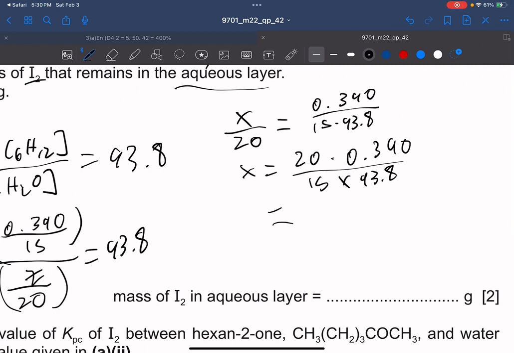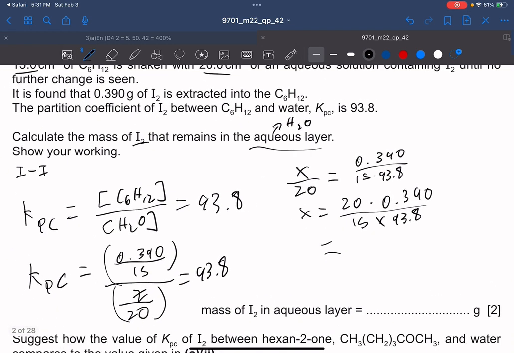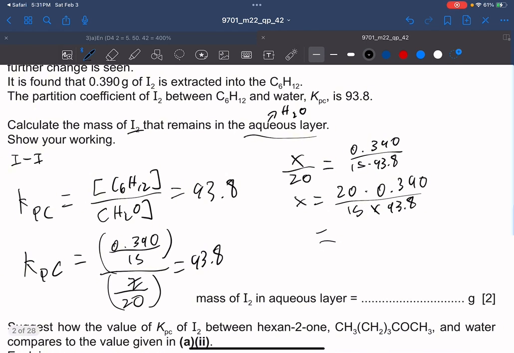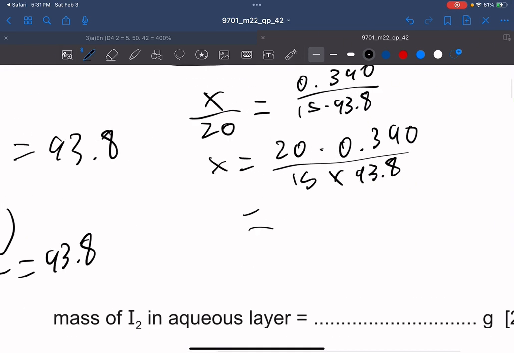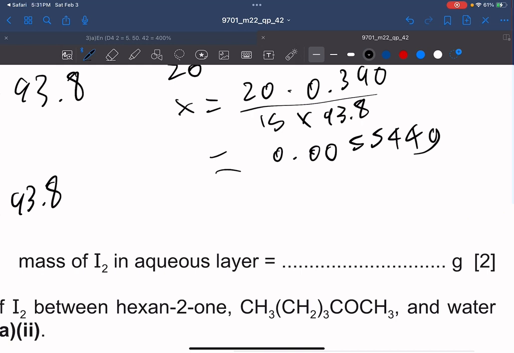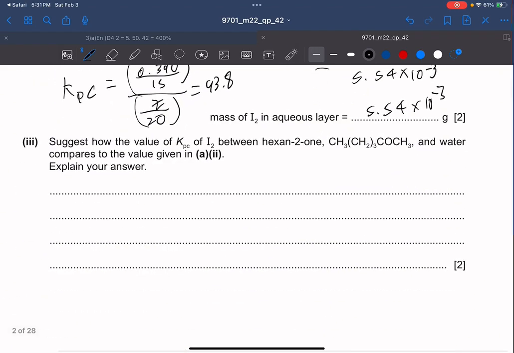We are going to get, hold on. I forgot my calculator. Hold on a second. Okay. What we're gonna get is 0.005544 grams. And if we do that in standard form, that's gonna be 5.54 times 10 to the minus 3 grams. So it's very small, again, because I2 is not polar.